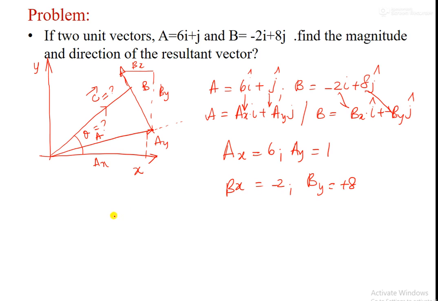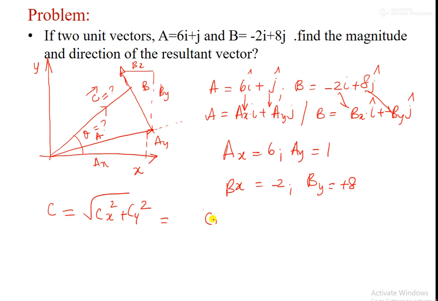Right? So we have to find what is C. C is the resultant of this, equal to root of Cx square plus Cy square, as you found in the previous slide. Here Cx is again, see, we have to come back.